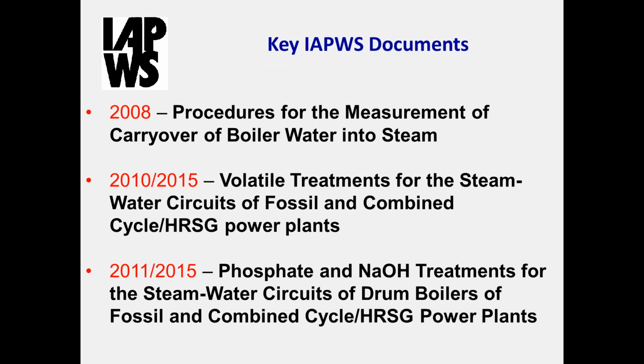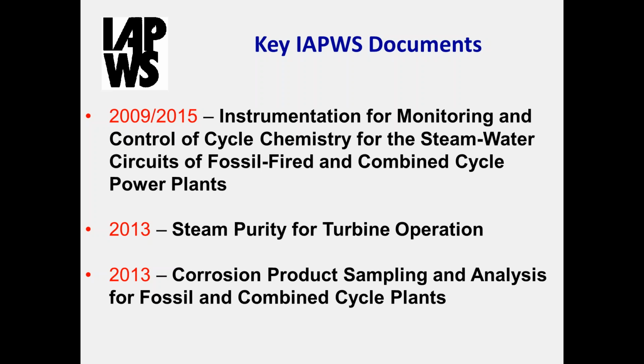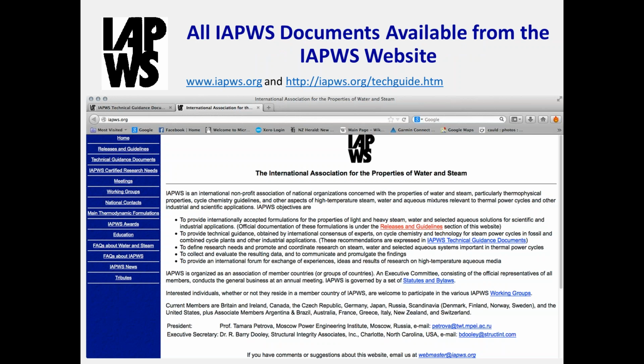And you go to their website and you can find a bunch of guidelines that we'll talk about. There's ones for measuring a thing called carryover. There's volatile treatments for the steam water circuits of fossil and combined cycle plants, phosphate and caustic treatments for combined cycle and fossil power plants. There's some instrumentation guideline. There's some steam purity if you've got a steam turbine. If you want to know a bit more about steam purity for your turbine operation, there's stuff there. And there's another one for corrosion product sampling analysis, which is quite useful as well. You can get all of these off the IAPWS website. If you go to iapws.org and then click on technical guidance documents, it'll take you through to that, and they're all free and available to download.